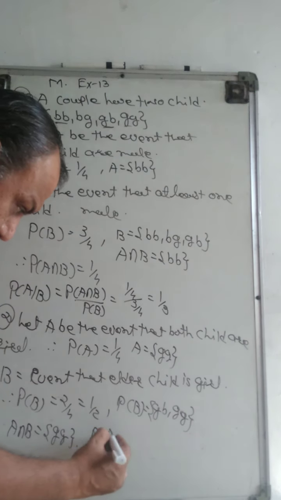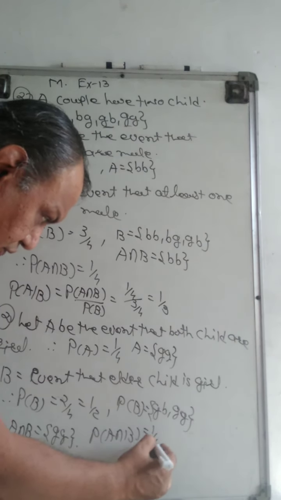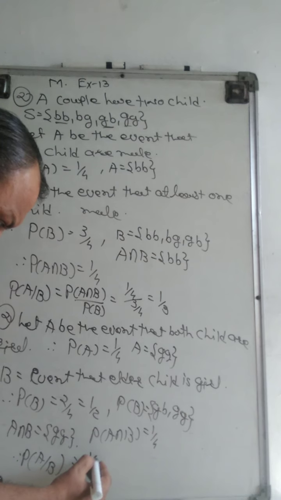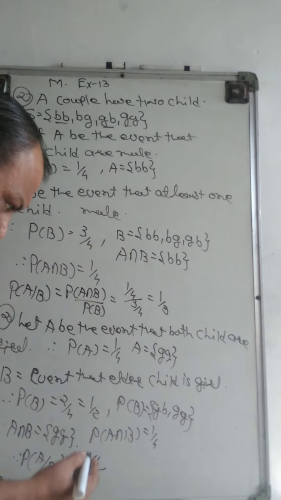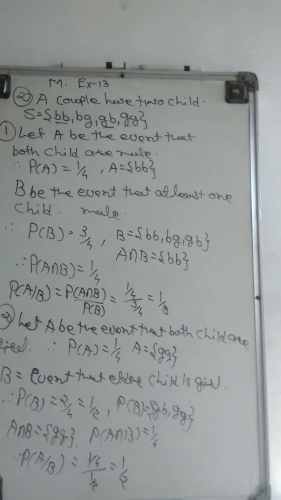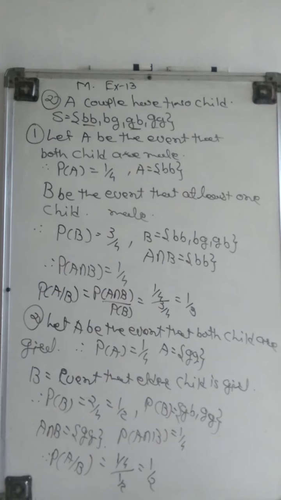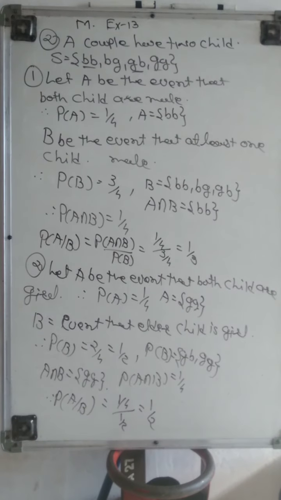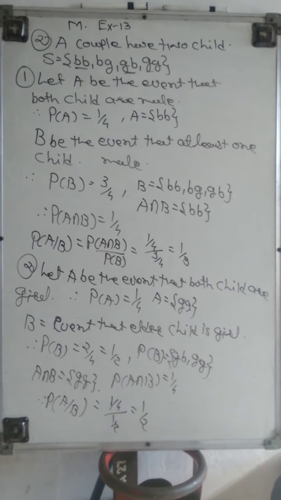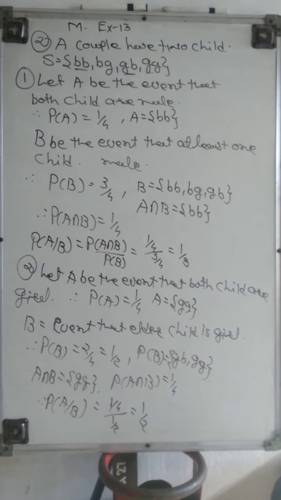Therefore, P(A intersection B) is equal to 1/4 and we want to find P(A|B). Right? P(A|B) is P(A intersection B), 1/4, upon P(B), which is 1/2. So our answer is 1/2. So the answer of this event is 1/2. Right? So this way we can find our answer by a given method. So this is our second sum. Now we go for the next one.